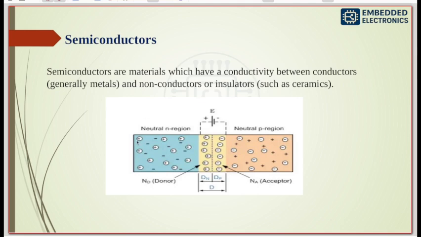So what is a semiconductor? These are the materials which have a conductivity between conductors and insulators. Conductors are those which conduct the electric current easily, but insulators don't conduct any current. But semiconductors conduct the electric current less than the conductor and greater than the insulator.